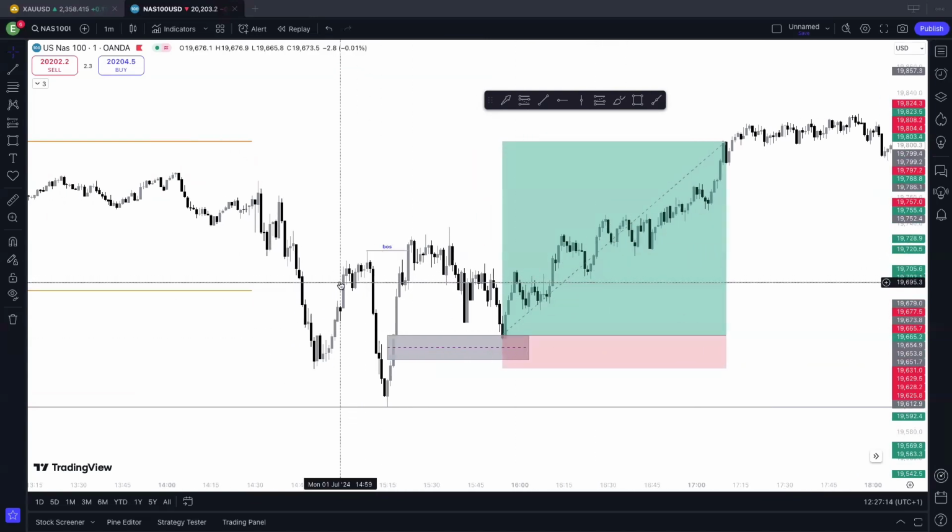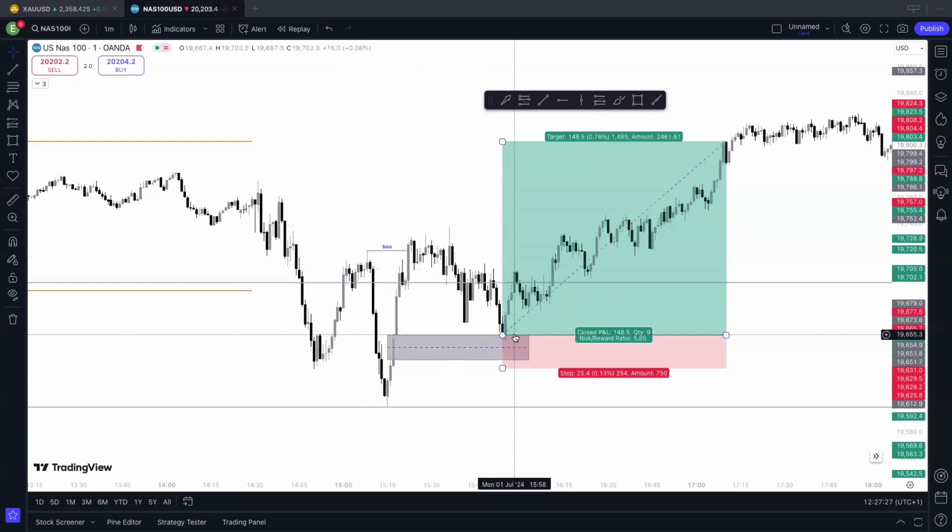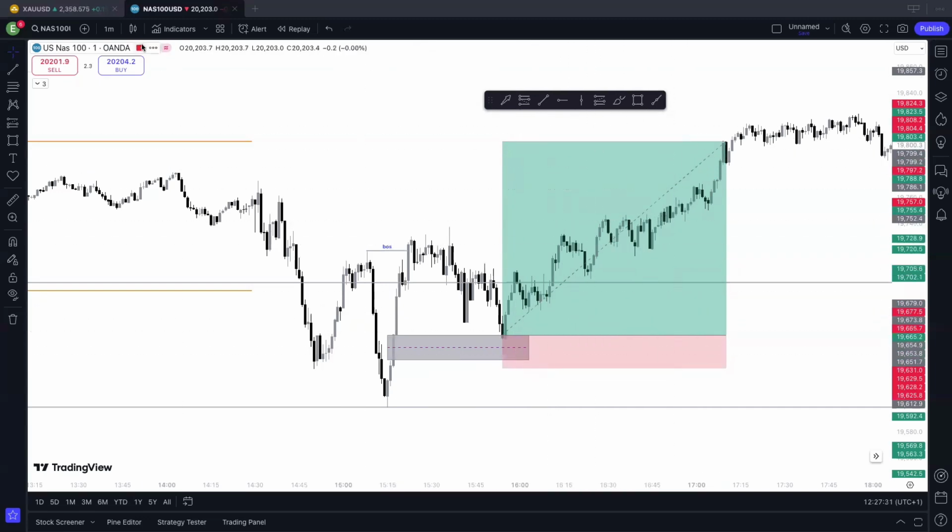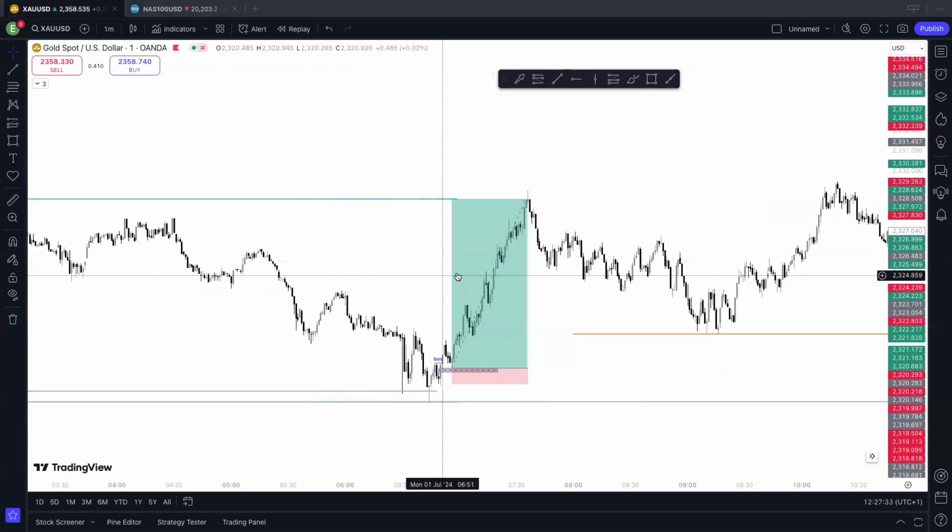You wait for previous daily highs, previous daily lows to get swept. You wait for that entry model, breaker structure, FVG. That is my personal entry model. I like to wait for a breaker structure. I like to wait for an FVG. I take my entry from there. And boom, as you can see, 1 to 5 here. As you can see here, a 1 to 10 here.